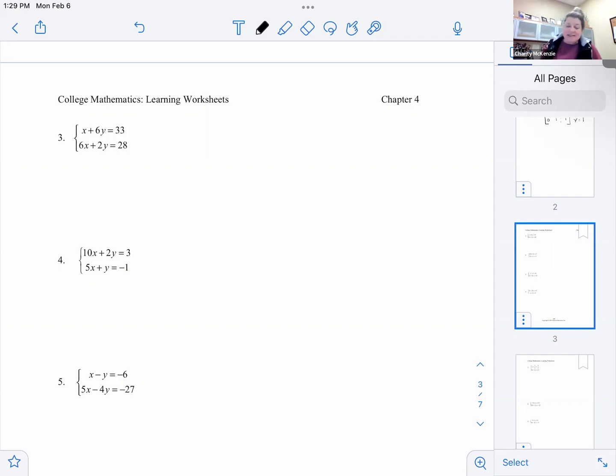So sometimes this matrix method is called Gauss elimination, which is a slightly different wording, but either way, matrix method or Gauss elimination, you're doing the same idea. So let's do another one.